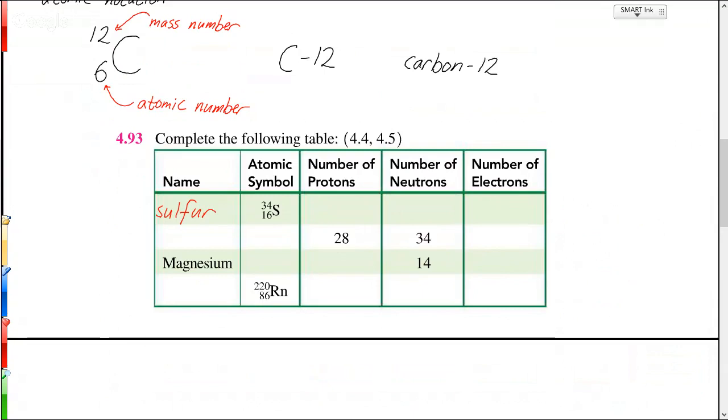How do we get the number of protons? Yeah, 16 on there. We can also get it from the symbol right there on the lower left-hand corner if it's given. So 16 protons.